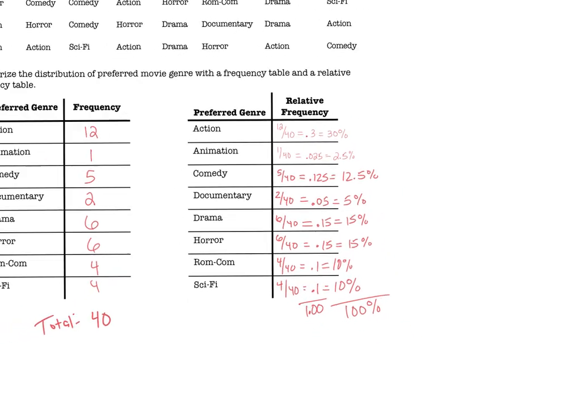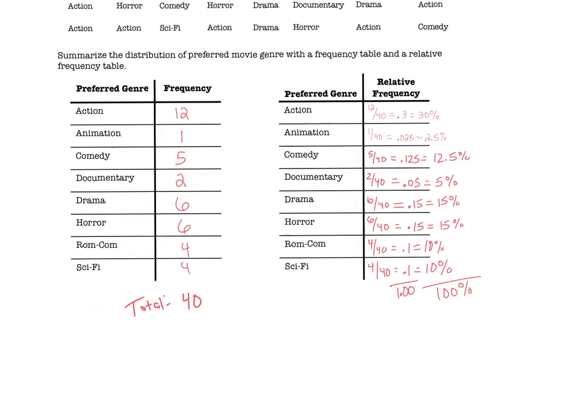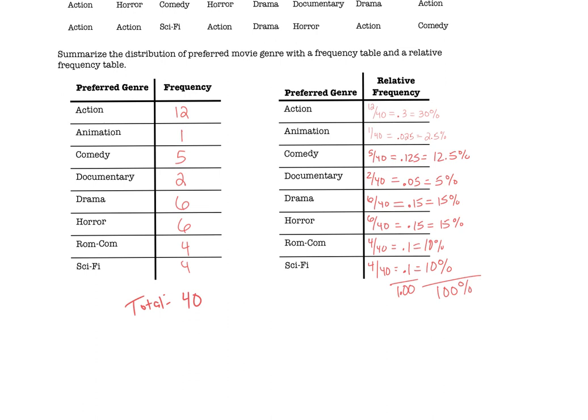Okay, so there's your relative frequency and your frequency table. The frequency table comes first. You figure out what that total is, and then from there, to figure out your relative frequency table, all you have to do is take the frequency count for each category, each individual, and divide it by the total to get the relative frequency.